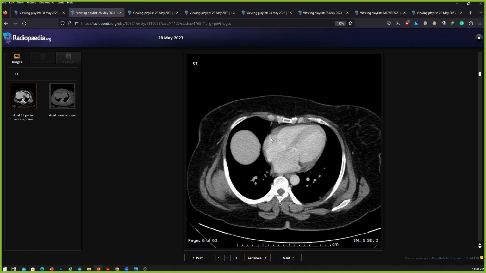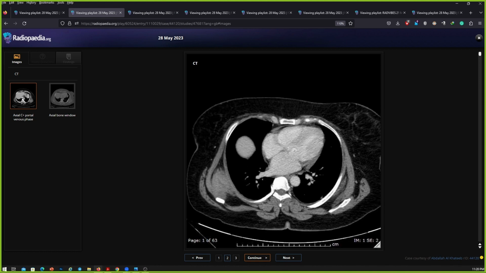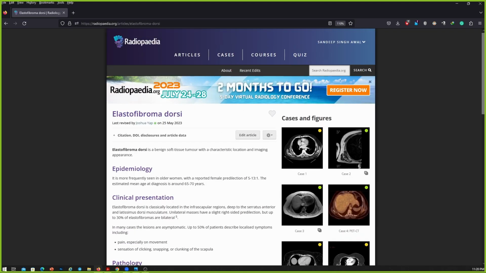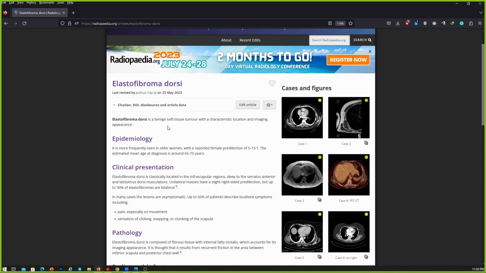And then this case is a case of elastofibroma dorsi. So have you heard about this particular entity? No. So after this session, you go have a look and have a quick read about this.